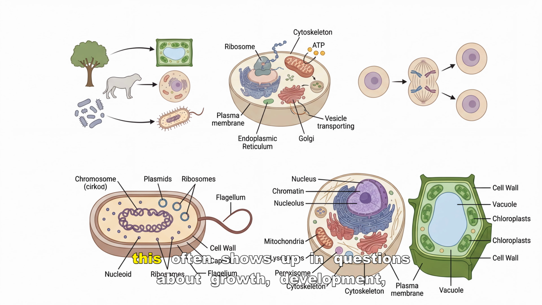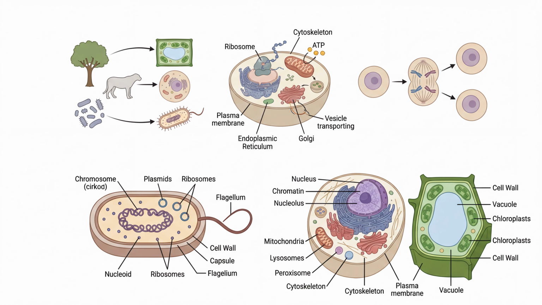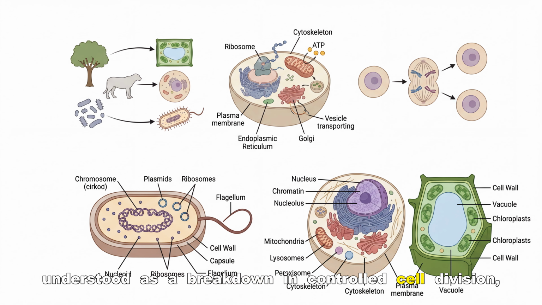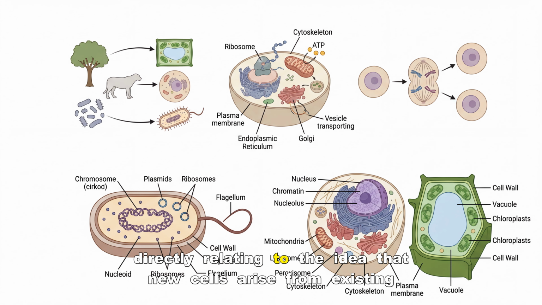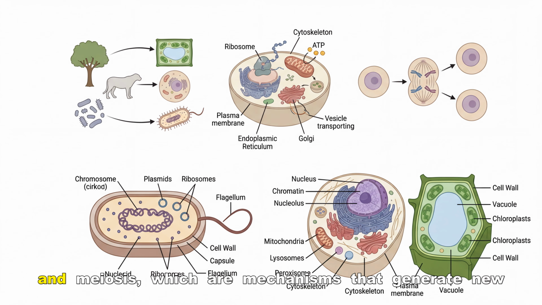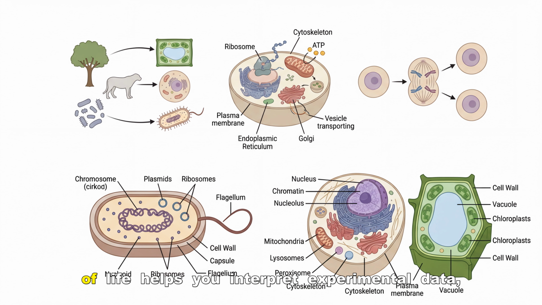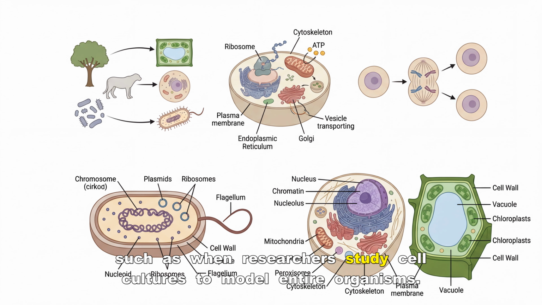On the MCAT, this often shows up in questions about growth, development, and disease. For example, cancer can be understood as a breakdown in controlled cell division, directly relating to the idea that new cells arise from existing ones. It also connects to reproduction topics like mitosis and meiosis, which are mechanisms that generate new cells. Understanding that the cell is the basic unit of life helps you interpret experimental data, such as when researchers study cell cultures to model entire organisms.